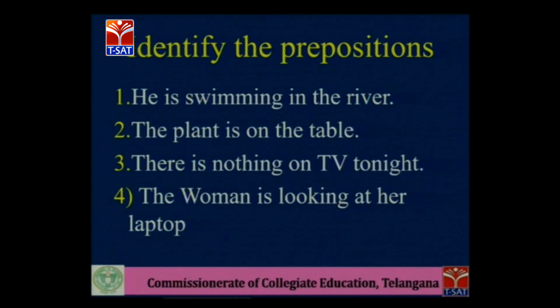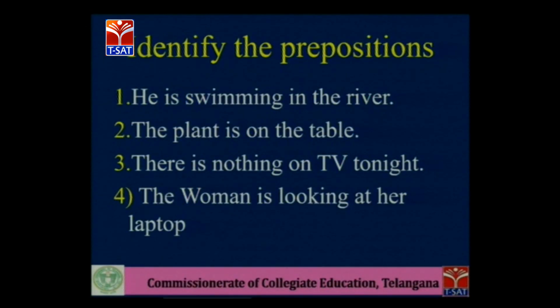So can you identify the prepositions here? In the first one, he is swimming in the river. So what is the correct answer? So the preposition here is in. And the next one, the plant is on the table. Where is the plant? The plant is on the table. On is giving us the direction and the location of the plant. So on is a preposition here.